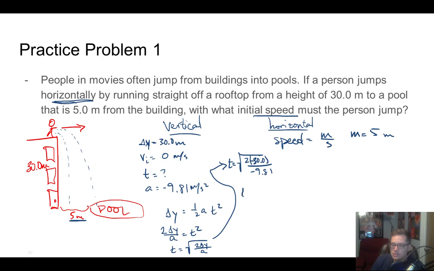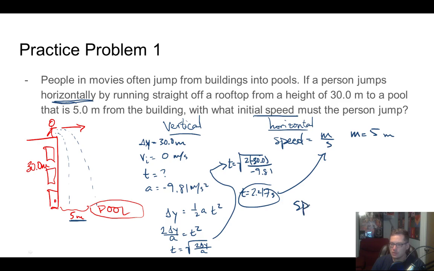Our t is equal to 2.47 seconds. So that means when we jump from a height of 30 meters, we only have 2.47 seconds till we either go splat on the cement or we go kasploosh in the pool. All right, 2.47 seconds, no matter what. So that 2.47 seconds, remember, we can use this value here to plug in right there.